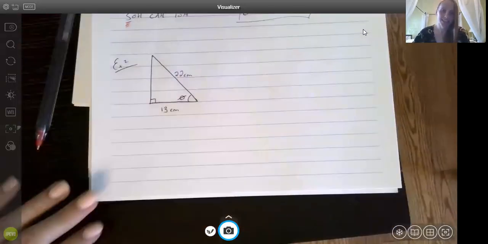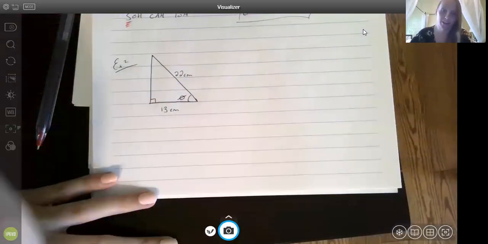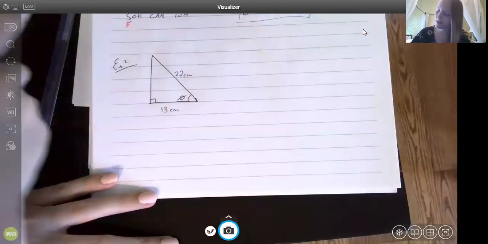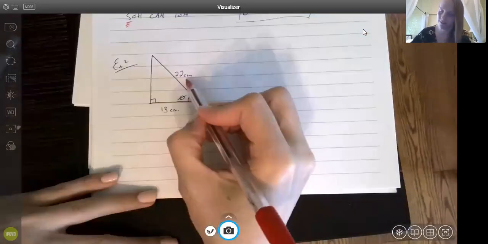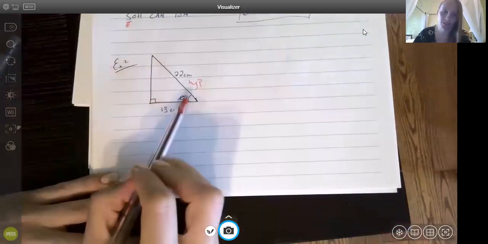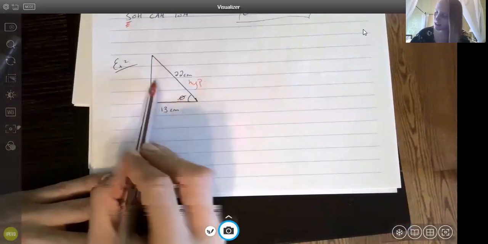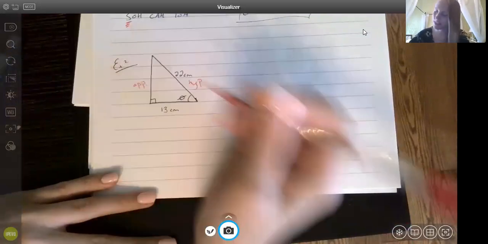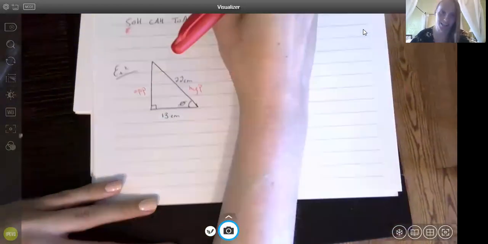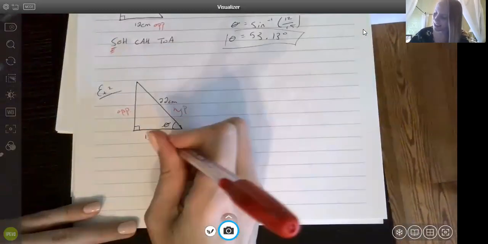So in this case, I have a different angle that I've been given. So my hypotenuse is across from my right angle, so this will be my hypotenuse out here. My opposite is across from the angle that I'm given. So this time, this is my opposite side. Last time, the bottom was the opposite side. And then the third side is my adjacent.